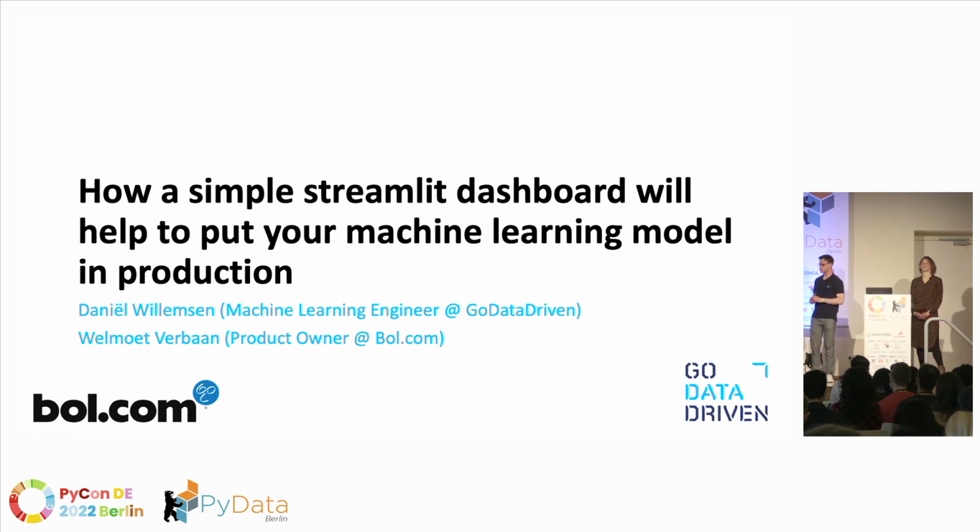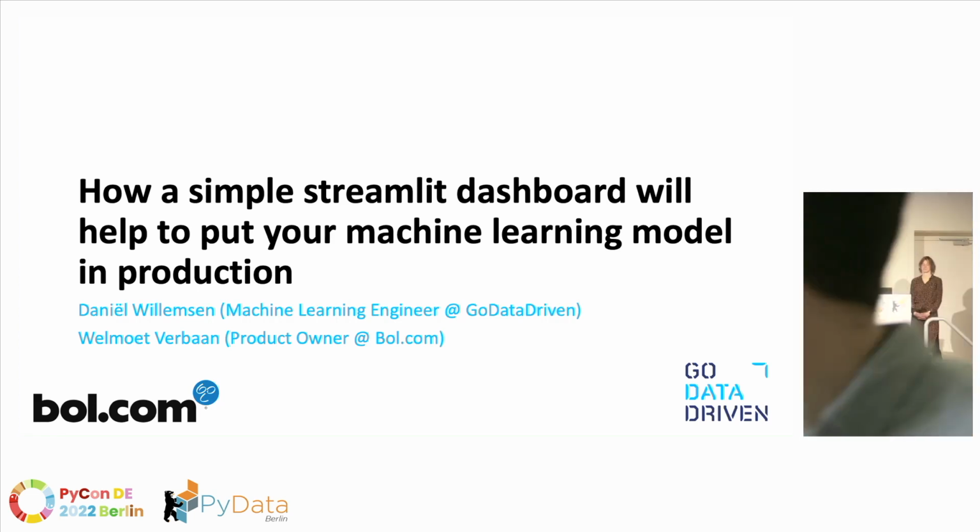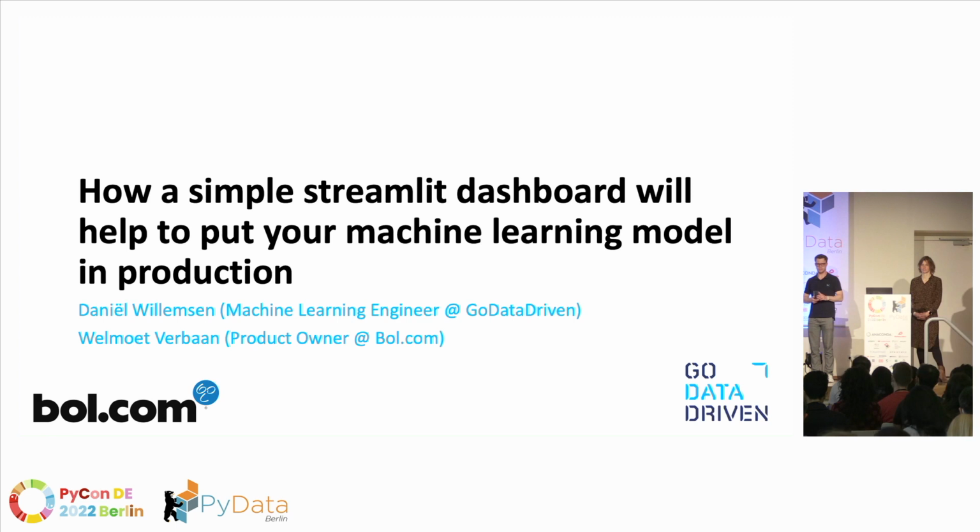Another question is, can a Streamlit dashboard be easily automated in continuous integration? Yes, I think so. I'm not sure what part of continuous integration is meant, because in the end it's just a bunch of Python code. What we do is bake it into a Docker container, and then the Docker container gets run somewhere. That whole pipeline you can, of course, do in CI and CD as well.